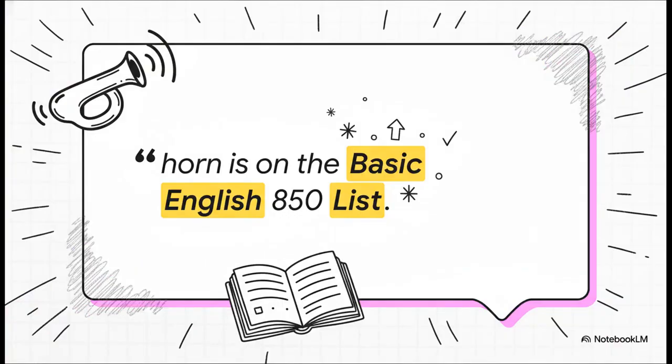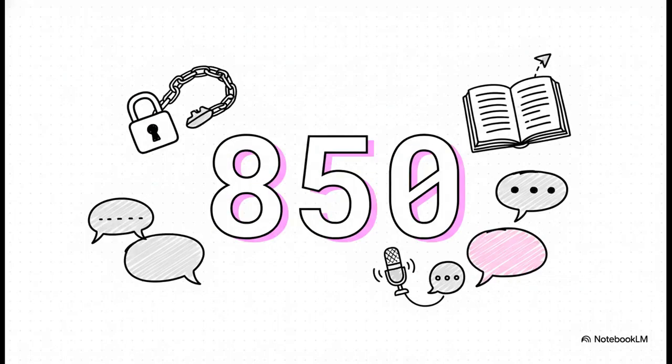This is it. Horn is on the basic English 850 list. Now, I know that might not look like much, but trust me, that one sentence tells us that horn isn't just another word. It's special. And the key is this number, 850. This refers to the basic English list, a core set of just 850 words that were picked out way back in the 1930s. The idea was that with just these words, you could talk about almost anything. Being on that list, that's like being in the VIP club of words.